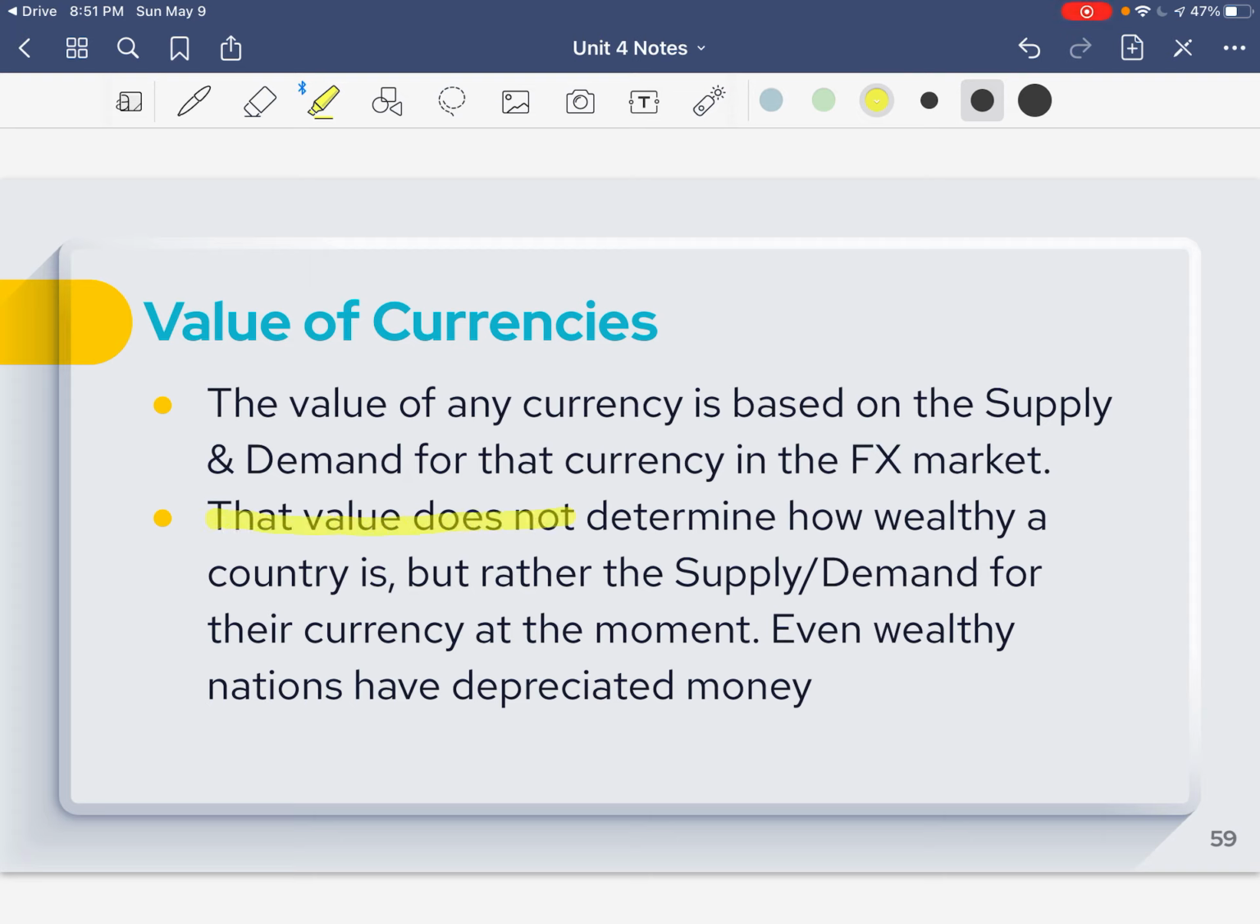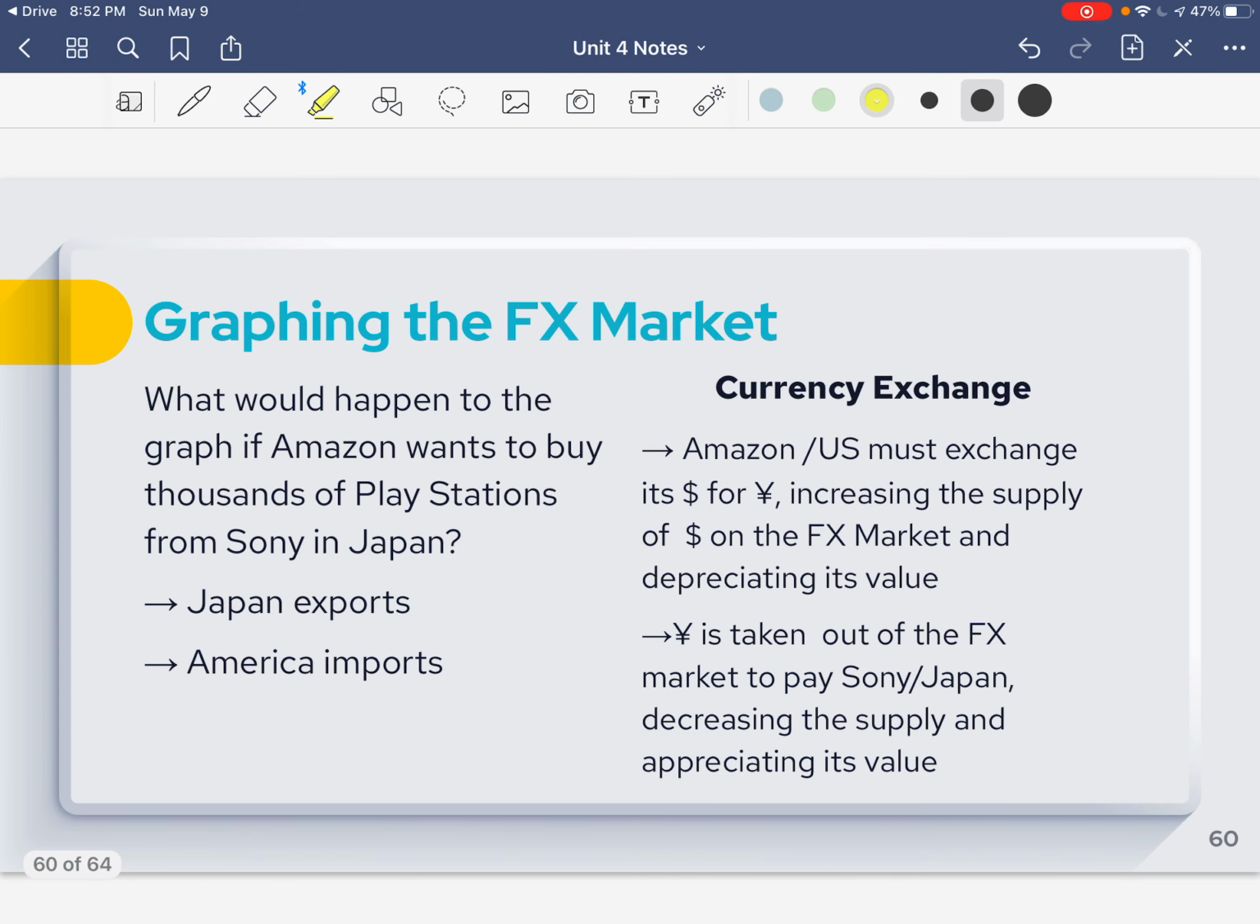The value of their currency does not determine how wealthy a country is. It just determines how much of their currency is available and how much it is needed, how much it is demanded. Even wealthy countries can have money that is depreciated. Now, sometimes wealthy countries do have money that is worth more than other countries, but those two don't always go together. So don't think, oh, their currency is worth a lot, they must be rich. That's not always the case.